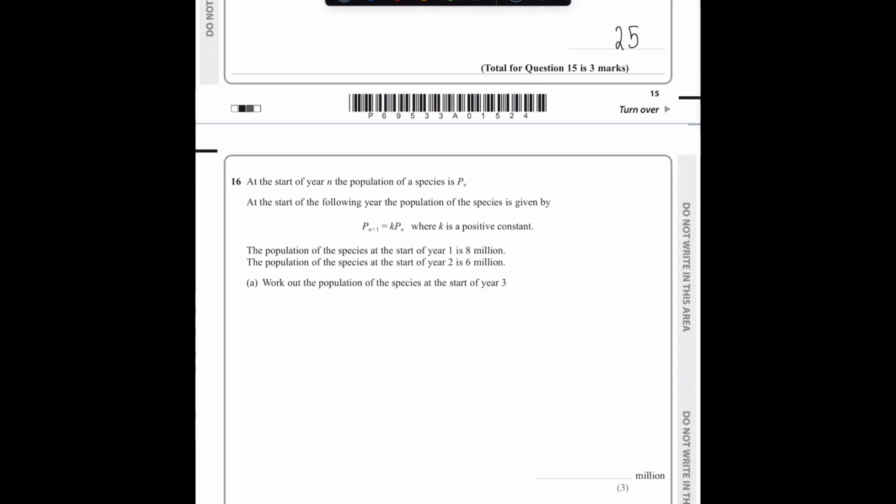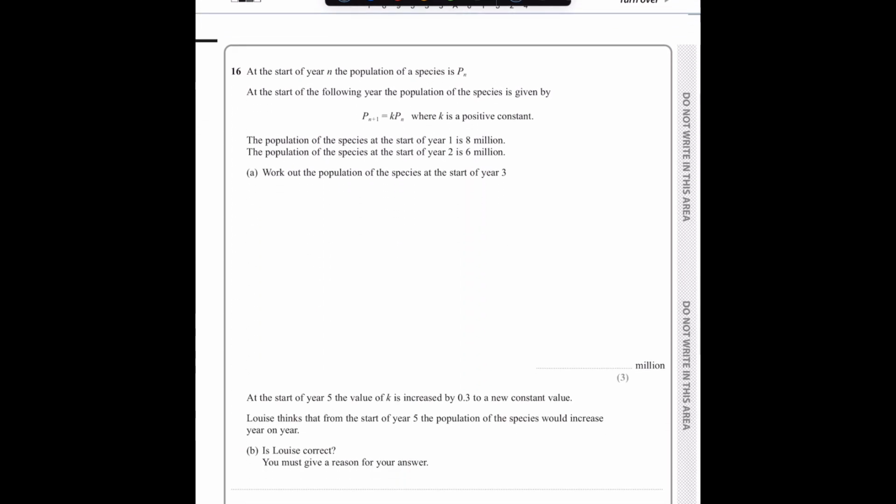Moving on to question 16, we're now dealing with a formula. But let's read the question and see what it asks. So at the start of the year n, the population of a species is Pn. At the start of the following year, the population of the species is given by Pn plus 1 is equal to k Pn, where k is a positive constant. The population of the species at the start of year 1 is 8 million. The population of the species at the start of year 2 is 6 million. Work out the population of the species at the start of year 3.